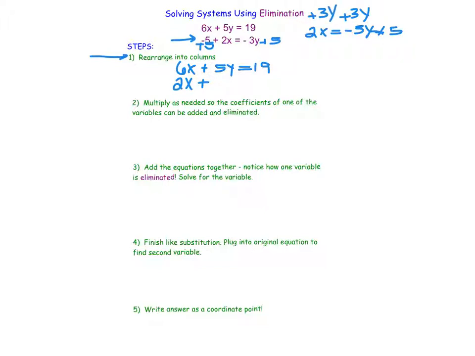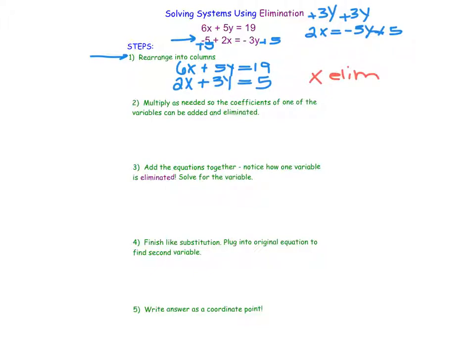So I end up with 2x plus 3y is equal to 5. So I've now set these up into columns where the x's, the y's, the equal signs, and the constants all align. Then from here, I'm going to multiply as needed so the coefficients of one of the variables can be eliminated. Now remember, it doesn't matter which variable you eliminate as long as you are consistent. So this time around, I'm going to choose to eliminate x.